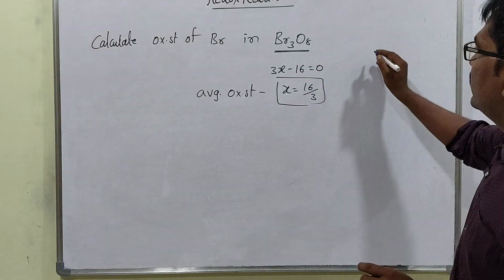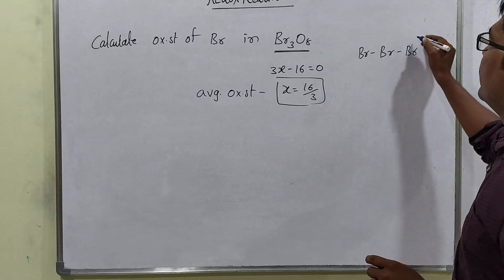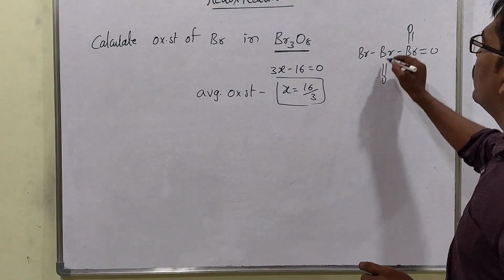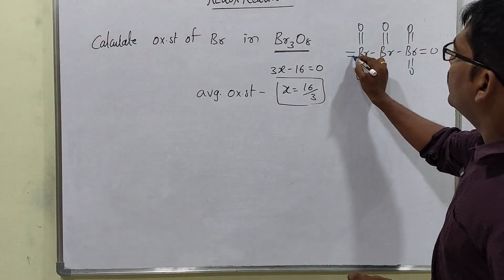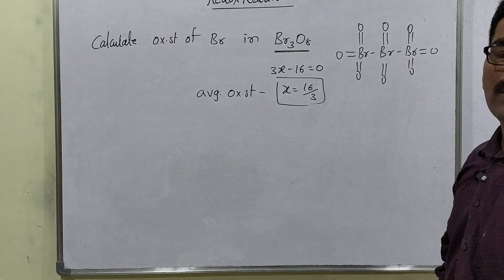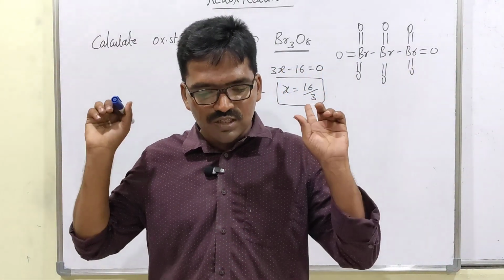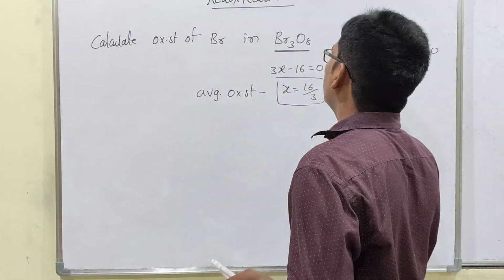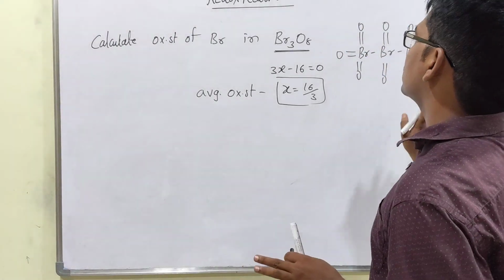In the previous class we discussed the structure: bromine, then bromine, then bromine, with double bond O, double bond O, and so on. Sir, you may have a doubt: how do we know the structure? For exceptional cases, you must remember the structure. So you must remember what the exceptional cases are.